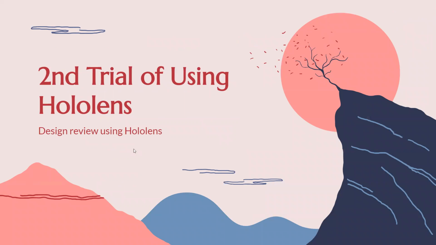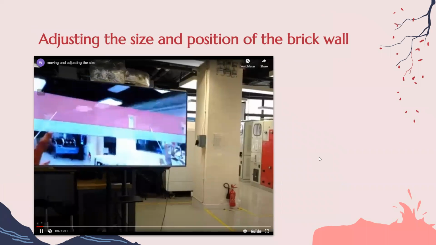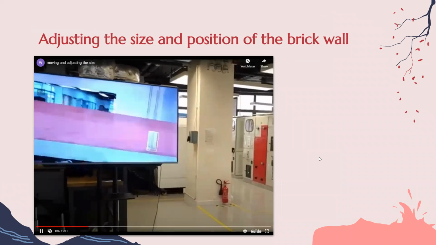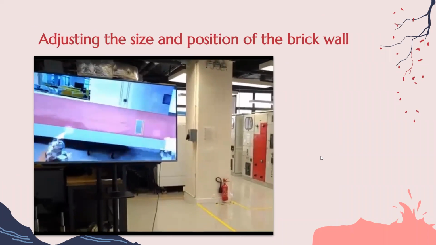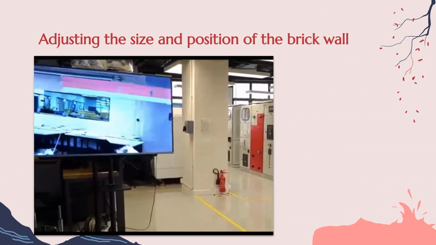The second trial is to investigate the feasibility of design review using HoloLens. A BIM model of a 3-meter brick wall with 2 windows was created and opened in HoloLens. Suppose an existing wall is going to be replaced by the brick wall. The designer would like to foresee the effects after construction.